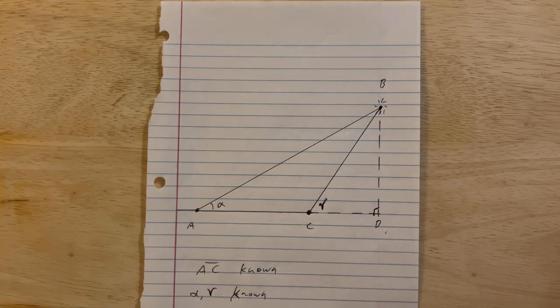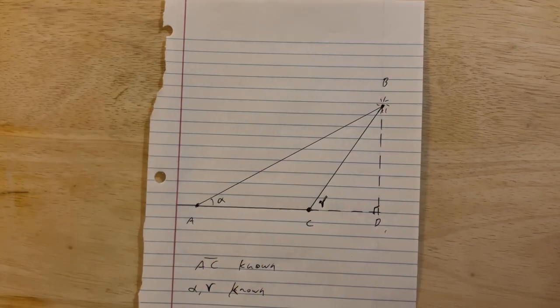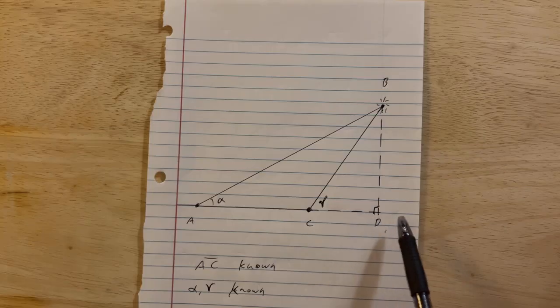We don't know how long that is. We do know the distance between AC, and we know the angles alpha and gamma. I've used this particular math equation before when I wanted to get the height of a tower, just out of curiosity, but the tower had a big fence around it. I think it was just like a cell phone tower.